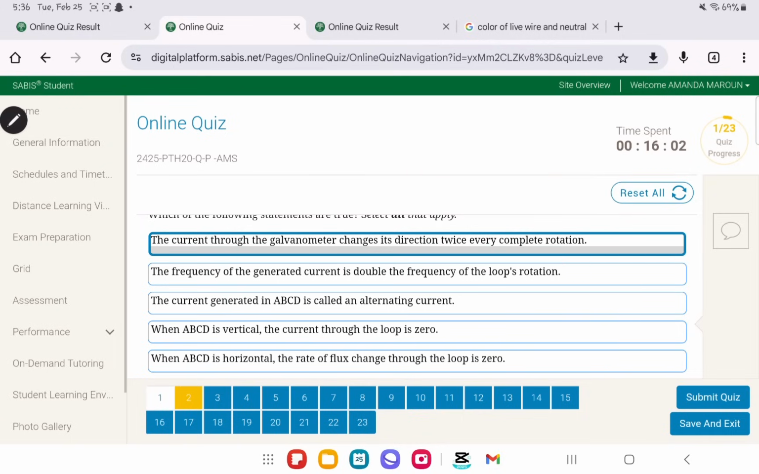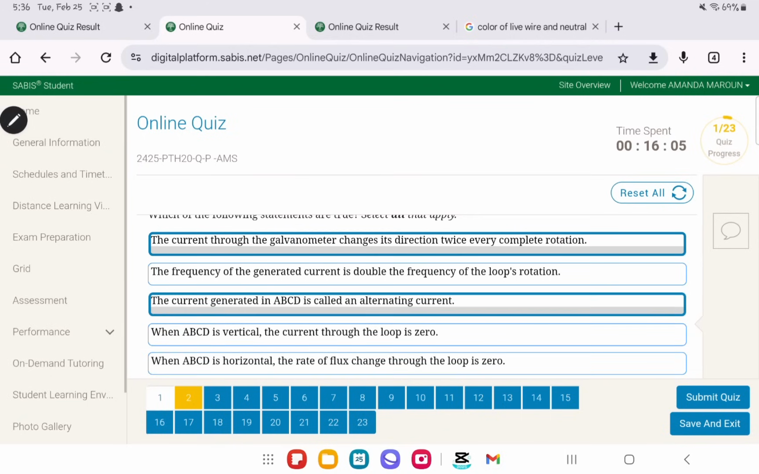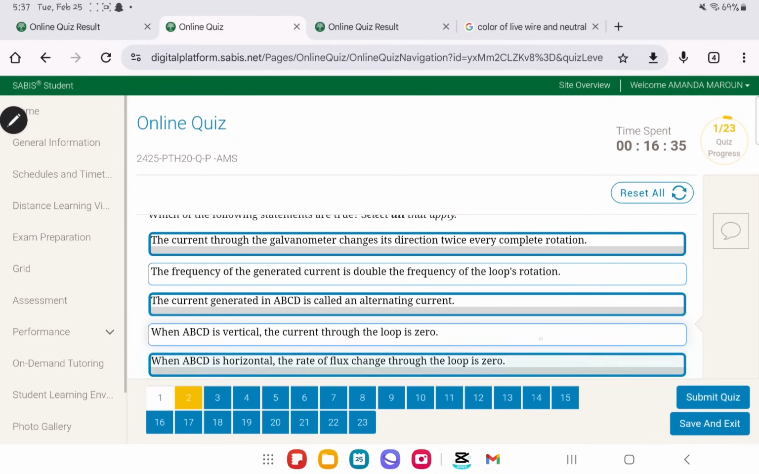The current in ABCD is called an alternating current. This is true because it is switching the current every 180 degrees, or every half rotation. Again, we said if ABCD is vertical, that means the magnetic field is going to be parallel to it, then the current through the loop is going to be maximal. Whereas since it's horizontal, the rate of flux change, or the electromagnetic force through the loop, is going to be 0.